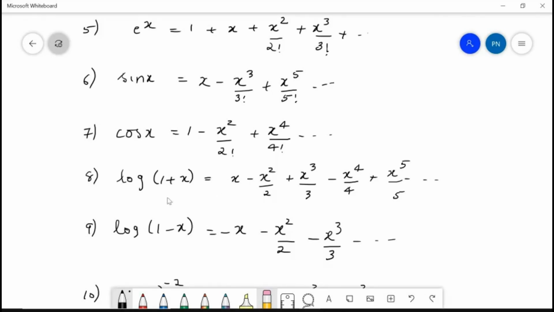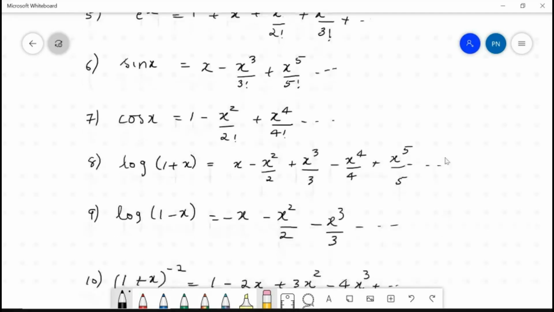When x is equal to 0, I will get log 1, but log 1 is 0. That is why it starts with x. So x minus x squared by 2 plus alternate plus and minus. And when I replace x by minus x, all the terms will become negative. Okay. And then this also, you can take it as standard form.